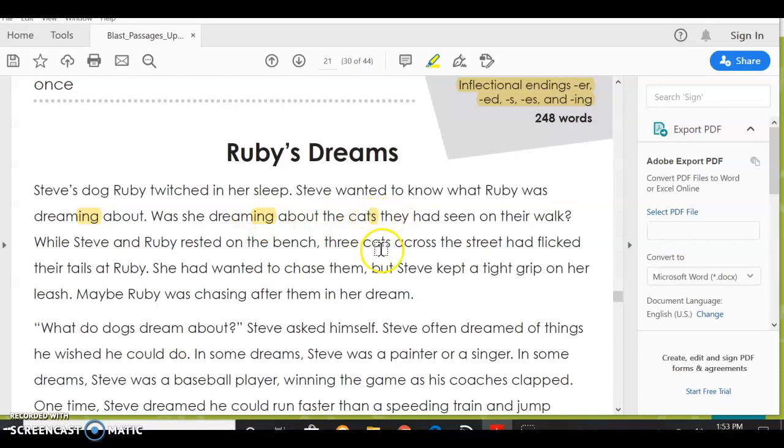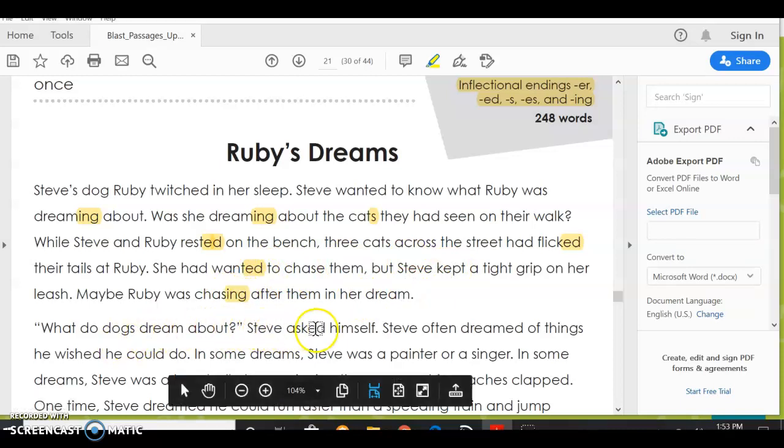There's cats, more than one cat. I see an ED here, flicked. I see another ED, rested. Okay, I see another ED here, wanted. Now that ends with a T, so I know that that'll say ed. I see an ING in the word chasing. I see an ED in the word asked.